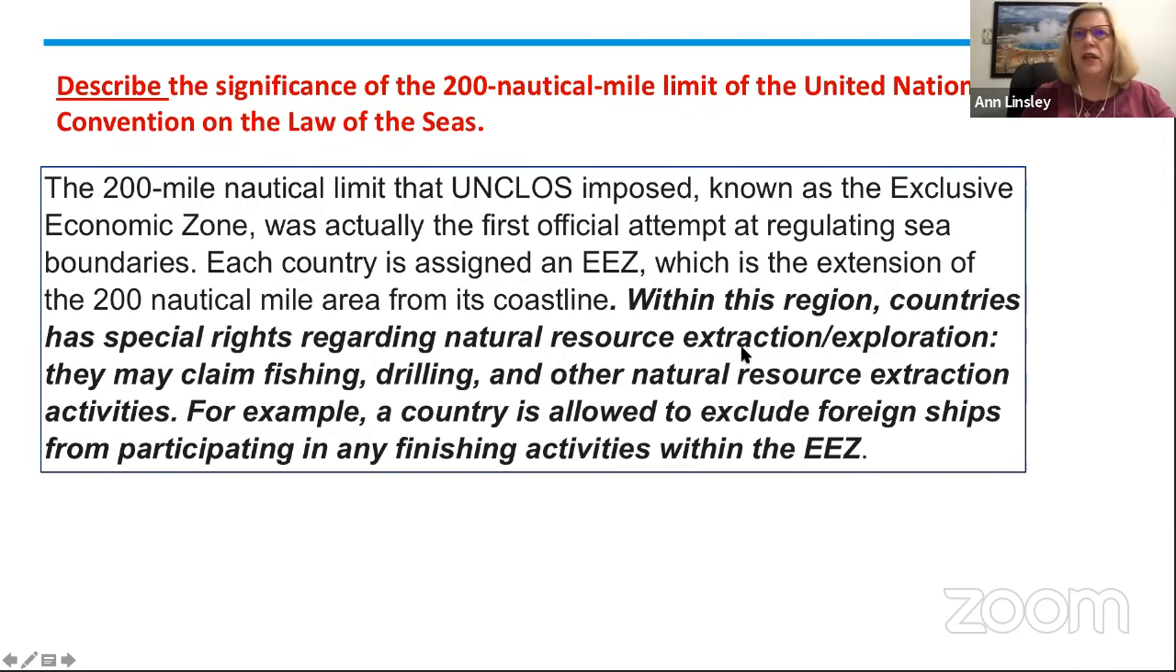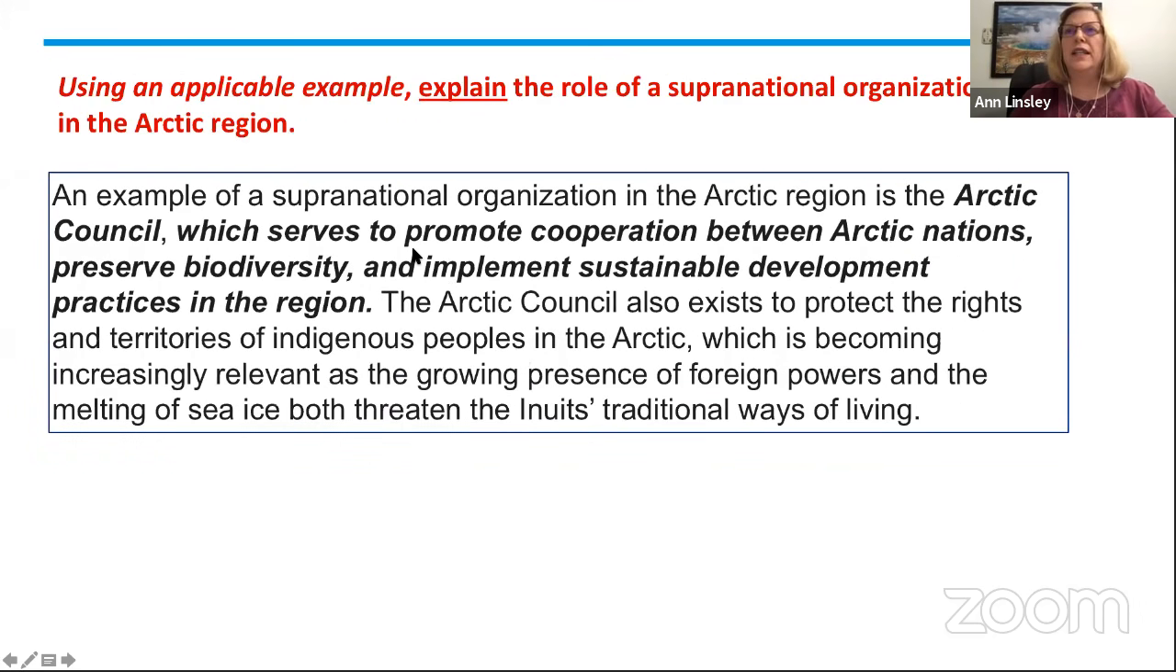Well, that contributes to describing the significance here. And so this student nailed this question once again. The countries have special rights regarding natural resource extraction, exploration. You can read the rest of this. For example, a country is allowed to exclude foreign ships from participating in any fishing activities within the EEZ, okay? So they've described what this EEZ is. Perfect answer.